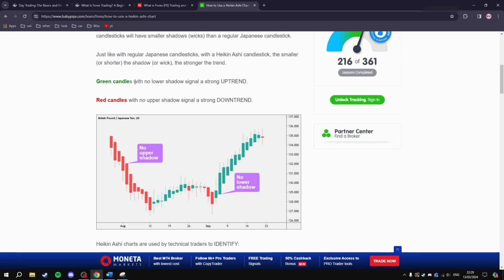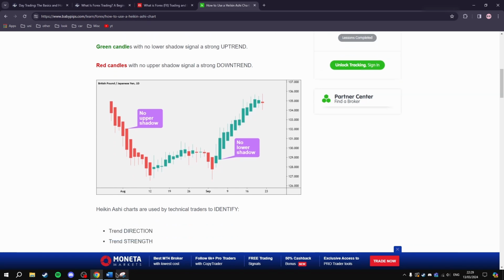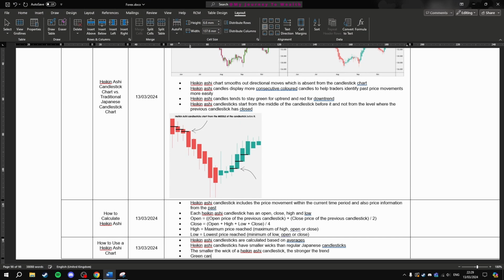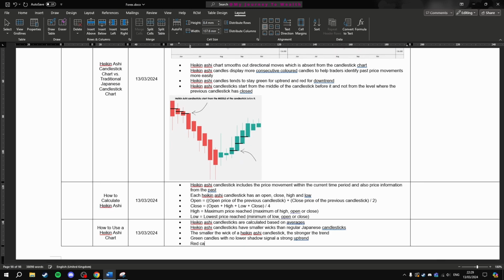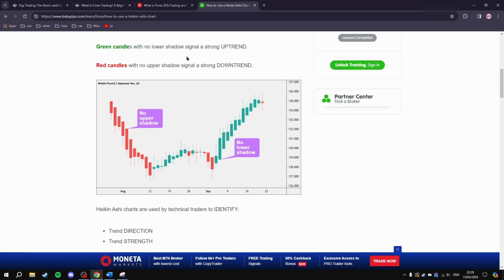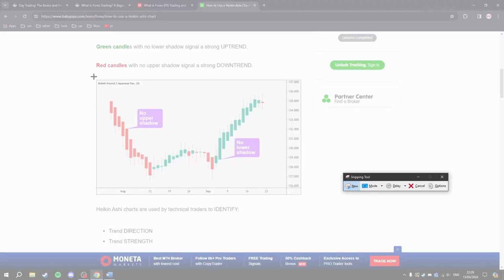Green candles with no lower shadow signal a strong uptrend. Red candles with no upper shadows signal a strong downtrend. No upper shadows, no lower shadows.